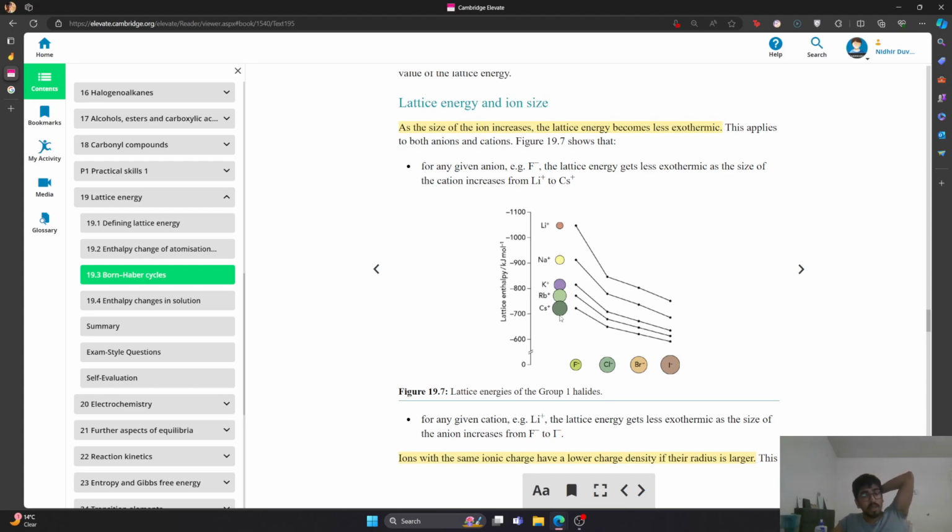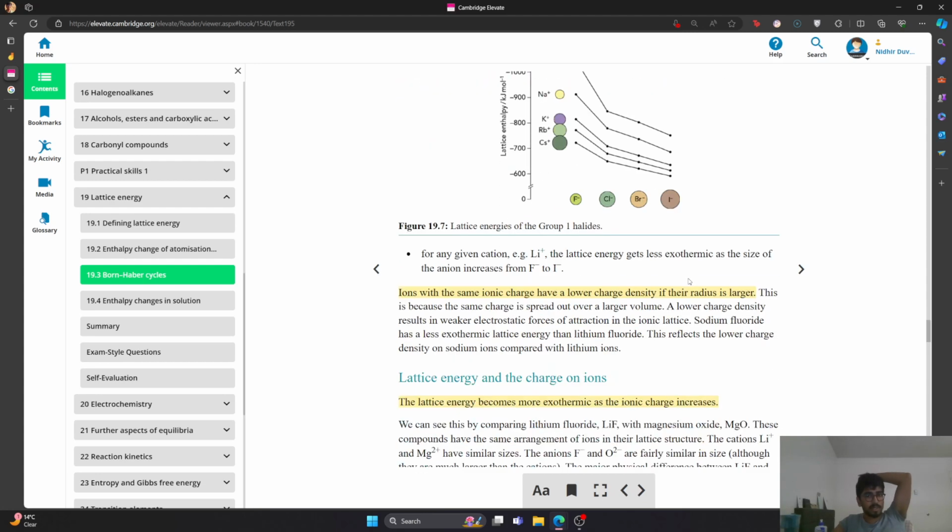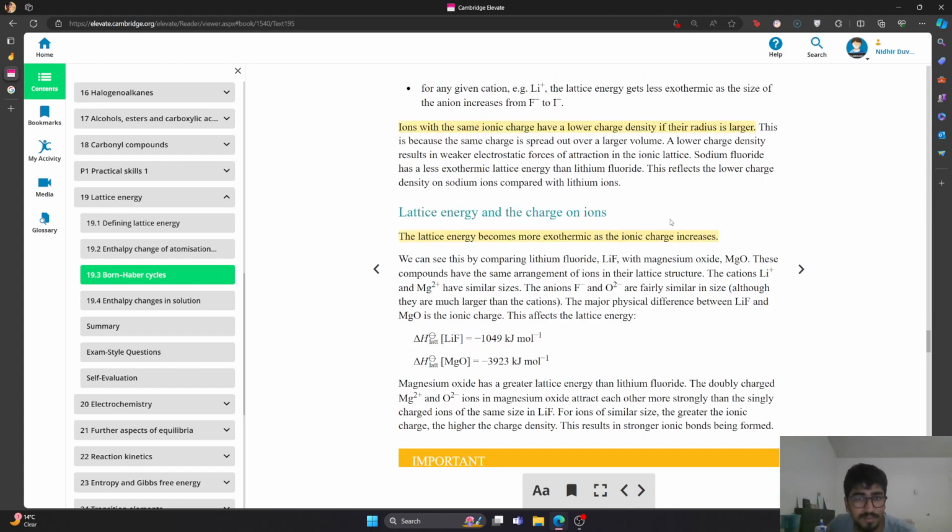But if you take cesium and then say an iodine, that's bad, right? These are both big, and they don't like it that much. So that is another point, right? As the size of the atom increases, it becomes less and less exothermic, right?